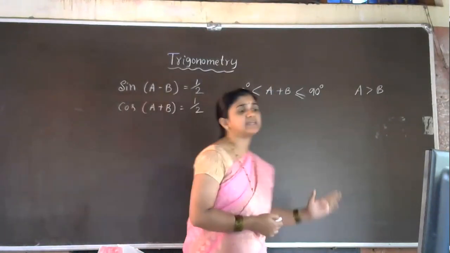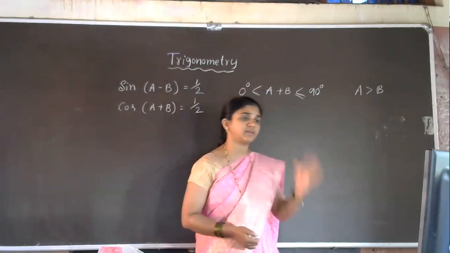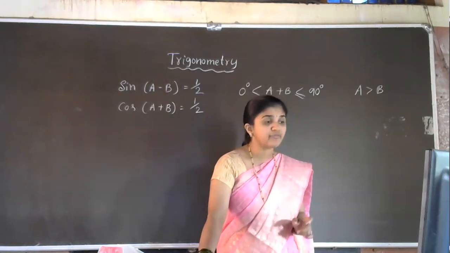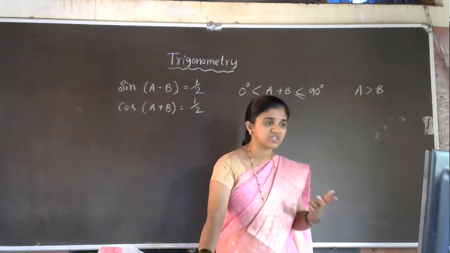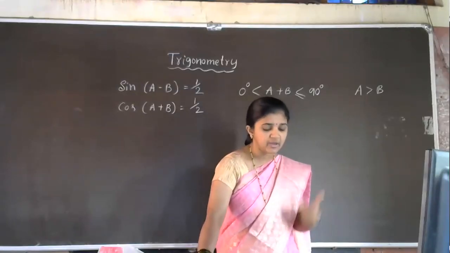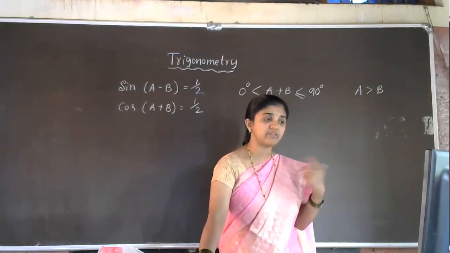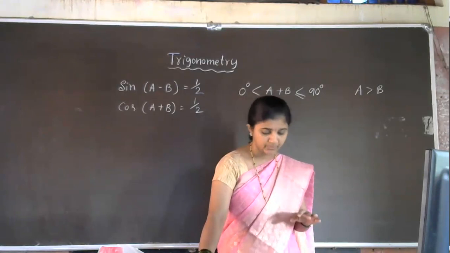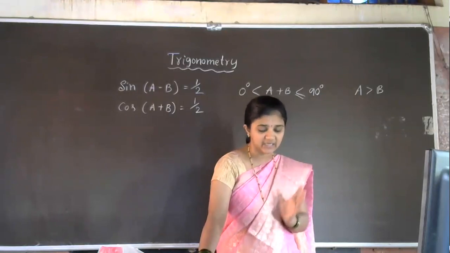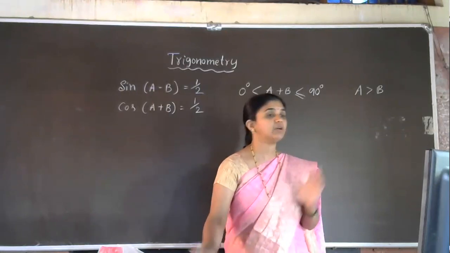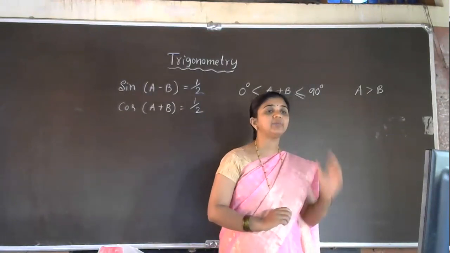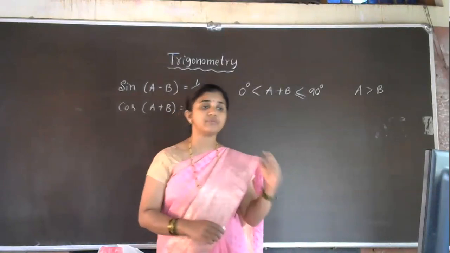What is the third example problem related to this trigonometric ratio of specific angles? First I'll read the question, listen carefully. If sine of A minus B is equal to half, that is 1 by 2, then cos of A plus B is equal to half, where 0 degree is less than A plus B less than or equal to 90 degree. One hint is given that A is greater than B. Find A and B. So we have to find the value of A and B.